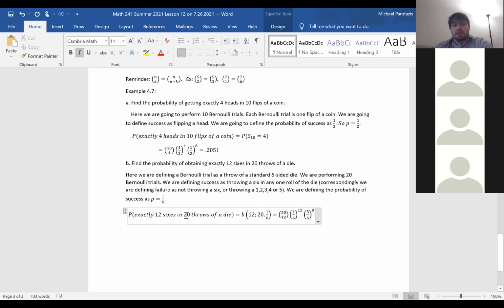So you have 20 throws of a die, right? So you think, okay, I don't want to write this B thing down. I have 20 experiments. I want 12 of them to be successes. So 20 C 12. And then here's the probability of success, 1/6. You raise it to the 12th power because there are 12 successes. Okay, and then failure is 5/6, and the remaining 8 are failures, right? So you multiply them, you get this, right?